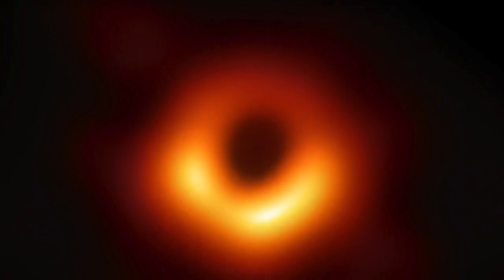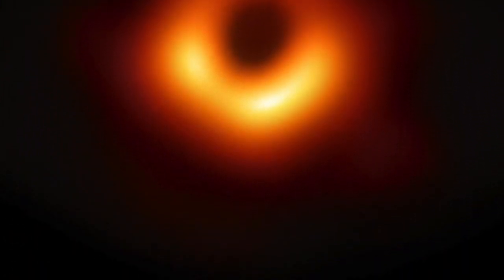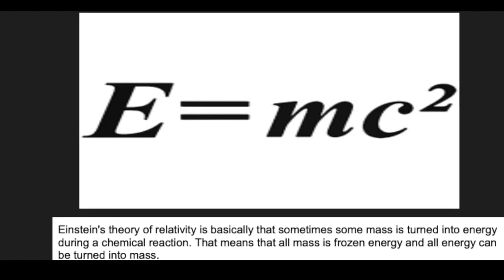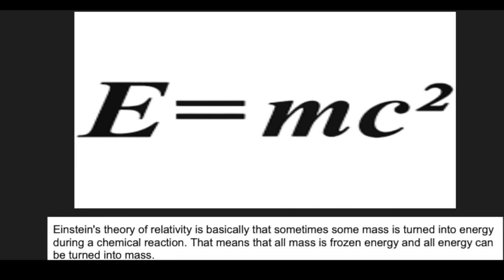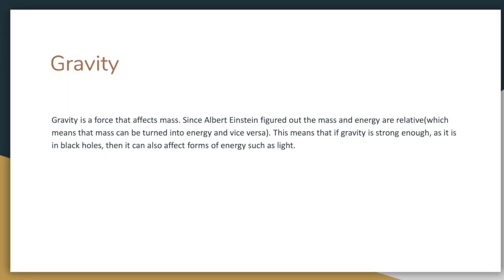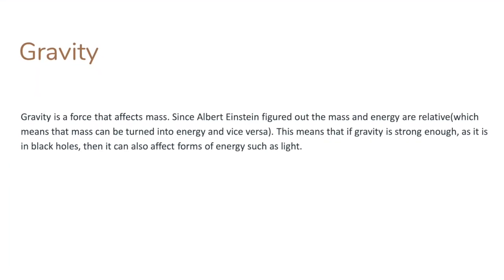Now that I've covered the key information on black holes, I'm going to share some fun facts and do some myth busting on incorrect theories. First, I'll tell you how light is affected by black holes' gravity. According to Einstein's theory of relativity, all mass can be technically turned into energy, and the same is true vice versa. Thus, light, which is a form of energy, can be affected by a high enough form of gravity, which is found in black holes.